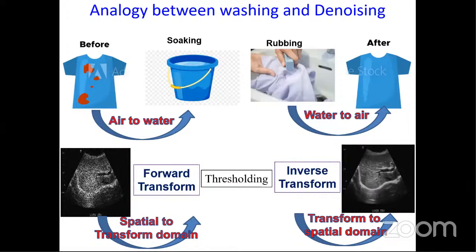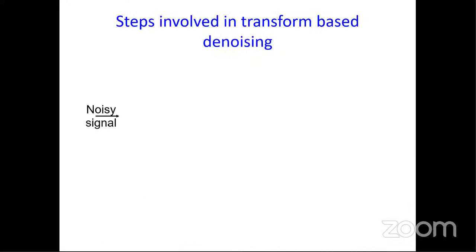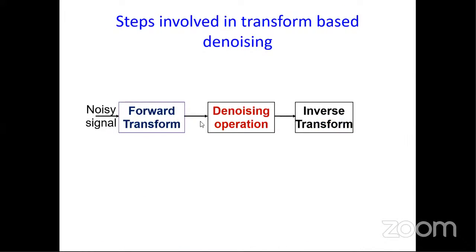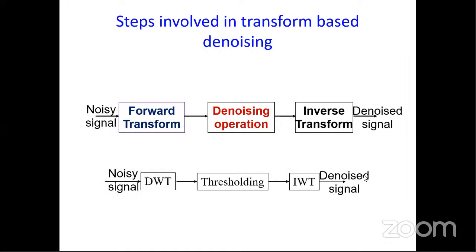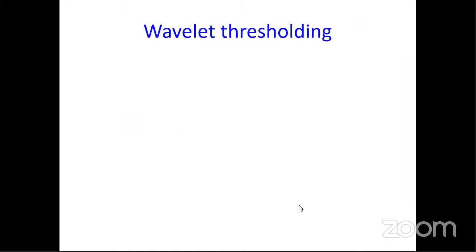One of my PhD students, Dr. C. Vimal Raj, explored this. I will try to give his work in a summary form after this talk. So here you can see that this is the noisy signal. You are taking forward transform, which is similar to soaking. You are doing the denoising operation, which is called thresholding, and then you are doing inverse transform in order to get this signal. So this is the fundamental idea that we have to understand.